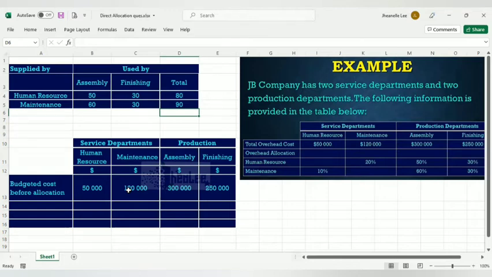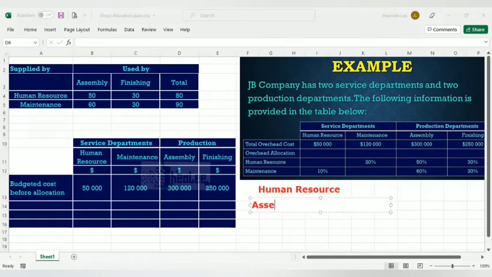So the first thing that you'll have to do, remember, you have to show your workings. You can show your workings in the table, or you can have a section called workings. So I'm going to do my workings to the side. What we are sharing is the cost for the human resource. So let me indicate that human resource. And the first one that I'm going to calculate for is the assembly department.